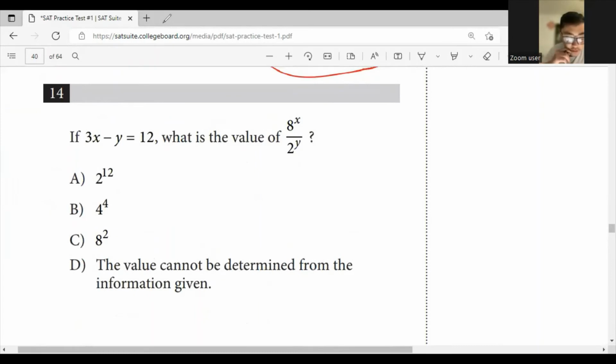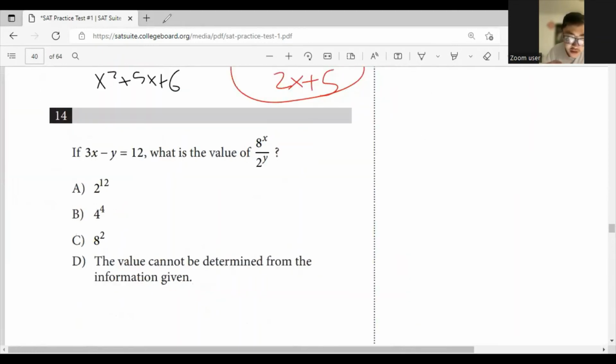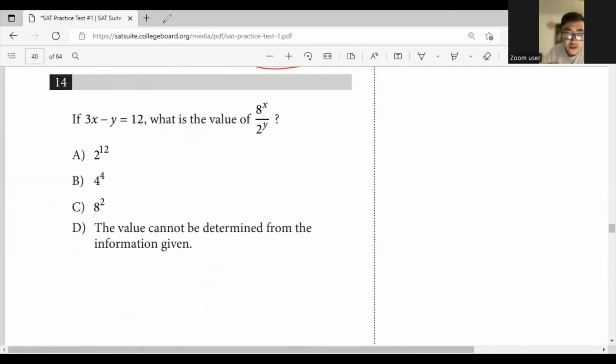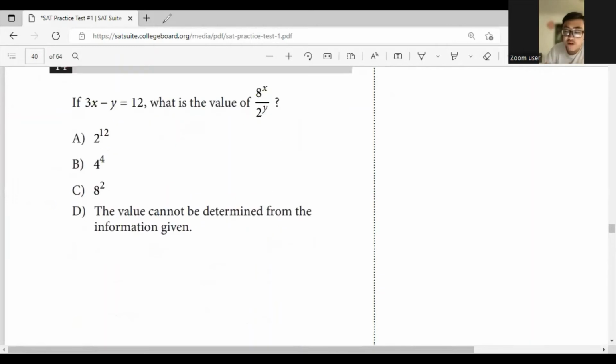So if 3x minus y equals 12, what is the value of 8 to the power of x over 2 to the power of y? For this problem, you're going to need to brush up on your law of exponents. And whenever you're doing law of exponents, you're going to need to have the same base. So 8 and 2 are not the same, obviously.